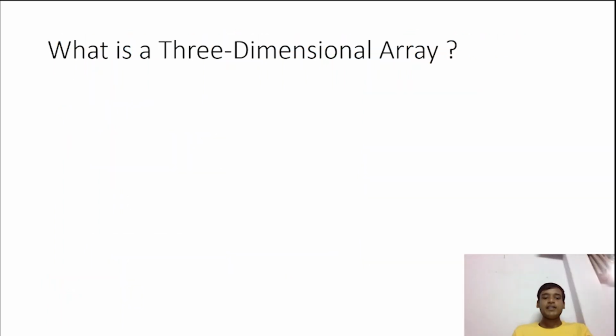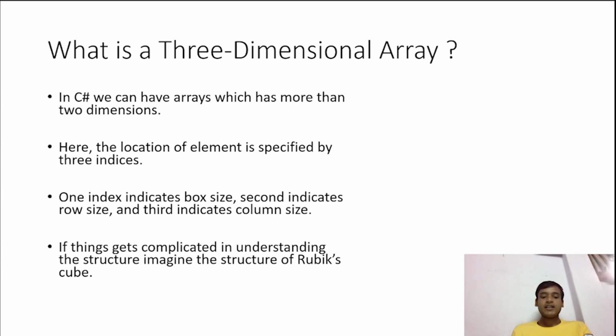Hello everyone, in this part we are going to see the three-dimensional array. In the previous part we have seen the 2D array. Now we are looking forward to studying the 3D array. A 3D array is a collection of 2D arrays. Here the location of an element is specified by 3 indices. One index indicates box size, the second indicates row size, and the third indicates column size. If things get complicated in understanding the structure, imagine the structure of a Rubik's cube.